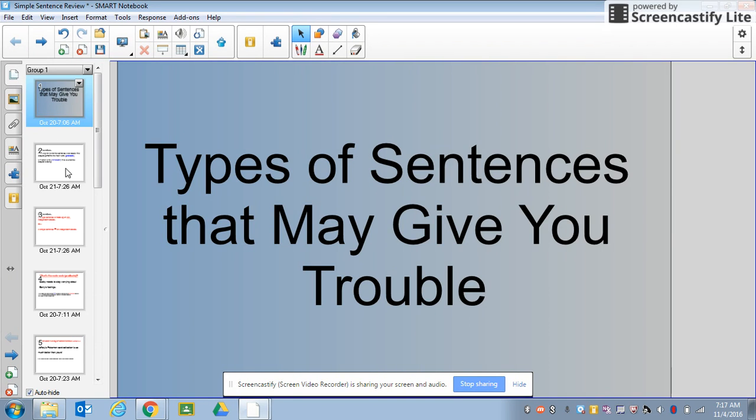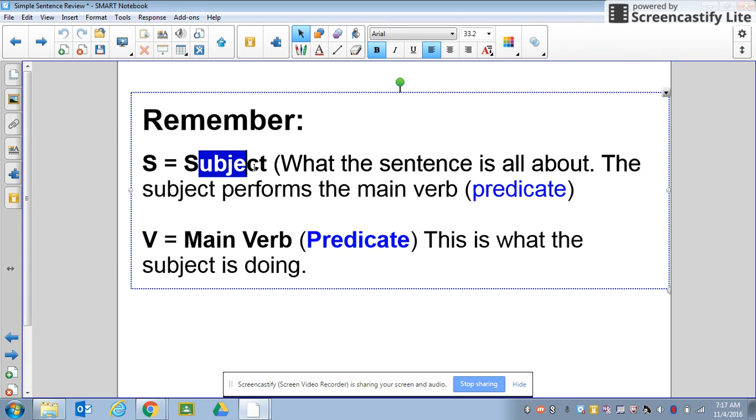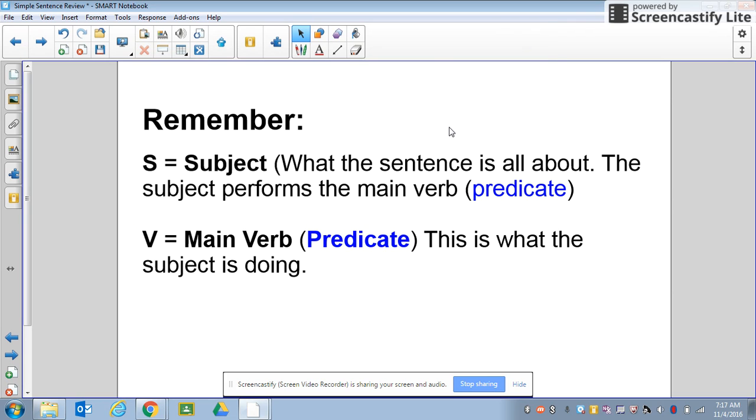So again, let's review. Guys, remember that a subject is what the sentence is all about. It's the main point of the sentence. It's who's performing the action or the verb. It's really who or what it's always about. And the main verb, which is really called a predicate, is what the subject is actually doing. You have to ask yourself those questions when you're trying to identify a subject or a verb. Don't just look for any noun and say it's a subject, or any verb and say it's the main verb. It has to be what the subject's doing. So let's look at that.